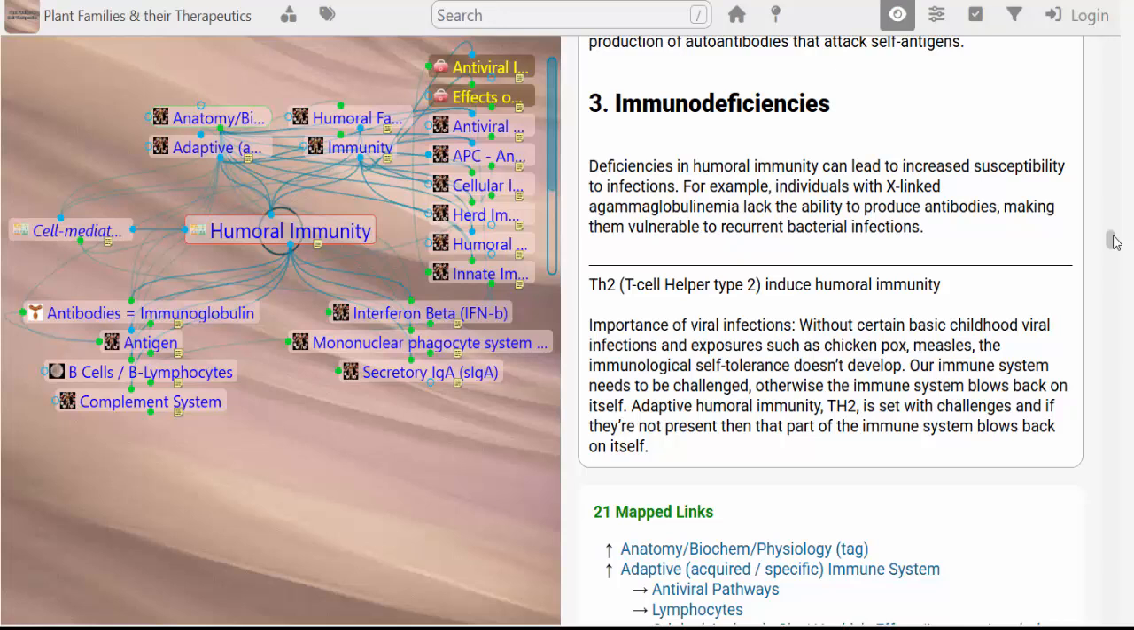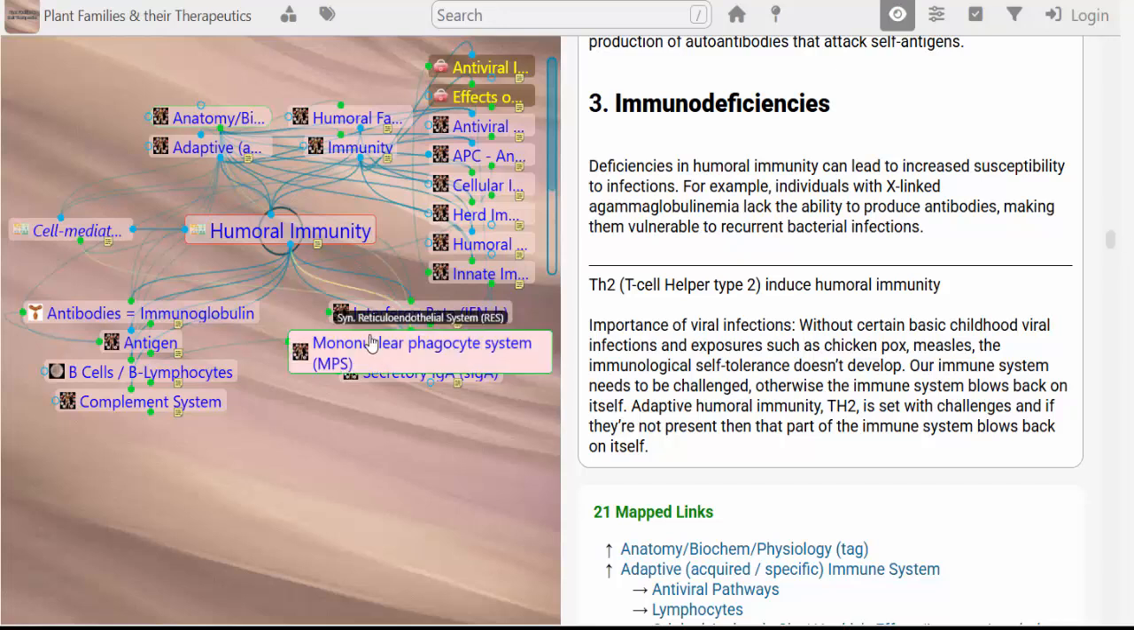Now, viral infections are very important. Without certain basic childhood viral infections and exposures like chickenpox and measles, the immunological self-tolerance does not develop. Our immune system needs to be challenged. Otherwise, the immune system blows back on itself. Adaptive humoral immunity, T helper cell 2, is set with challenges. And if they're not present, then that part of the immune system blows back on itself.